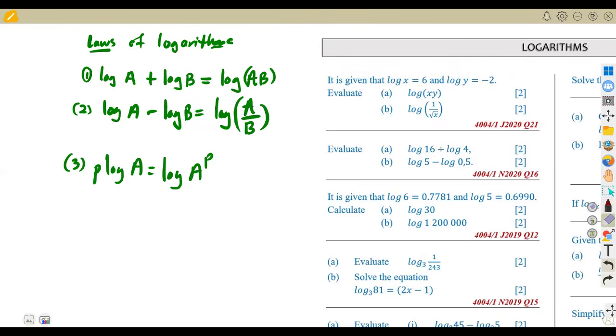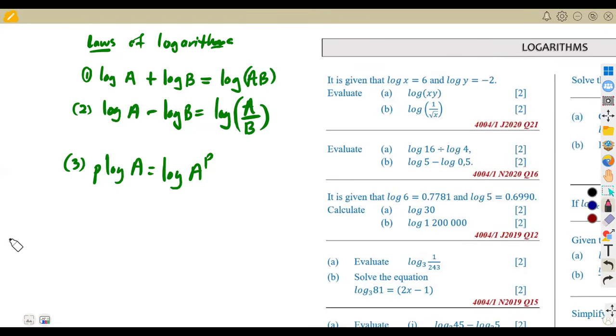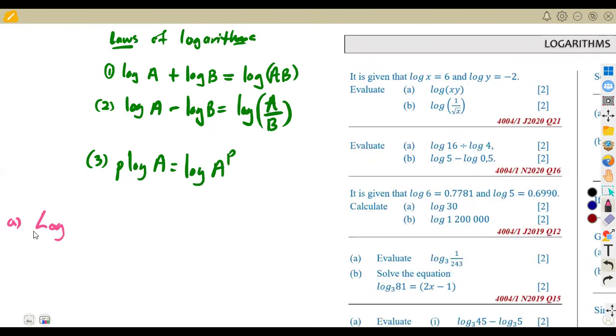Let us just check. It is given that the logarithm of x is 6. The logarithm of y is -2. Evaluate log xy. So those laws are now into application. What will be the logarithm of xy? All right, that is the first part. What is going to be the logarithm of xy?